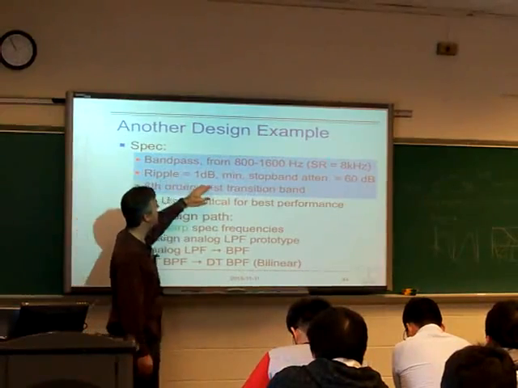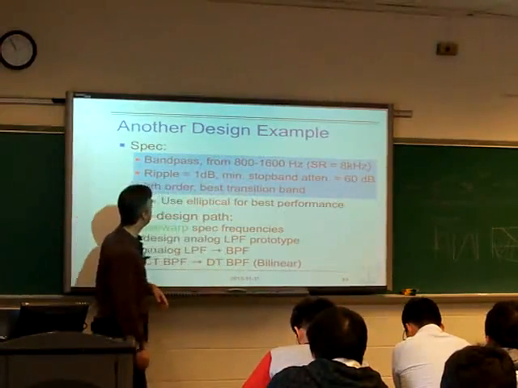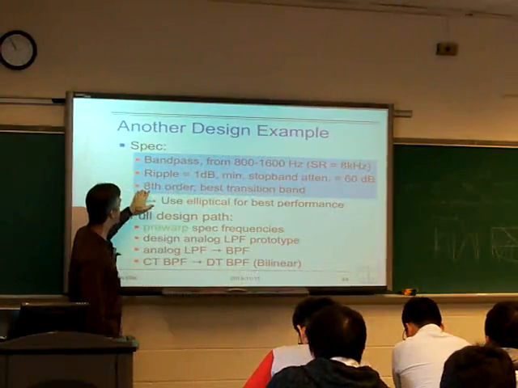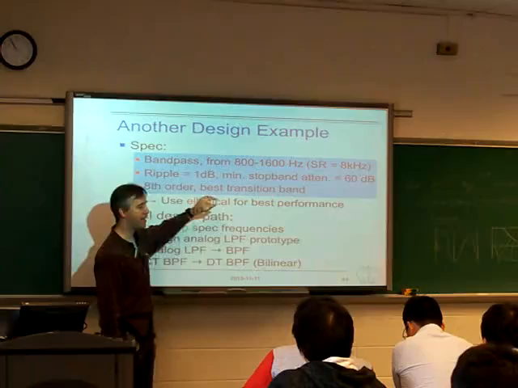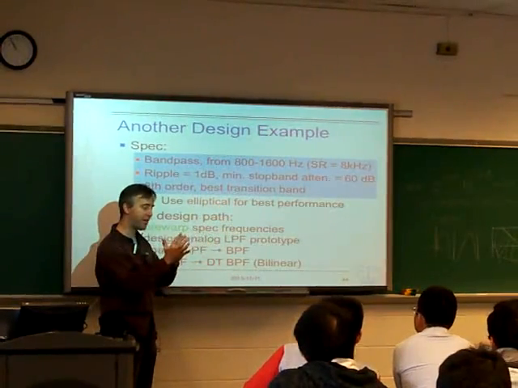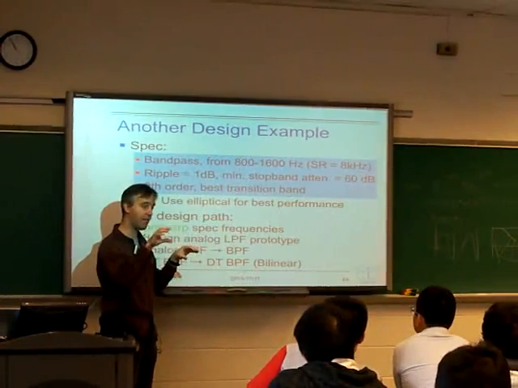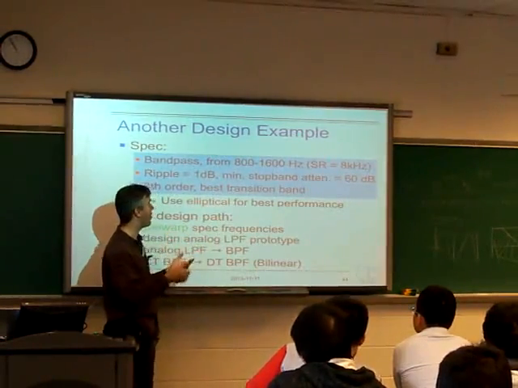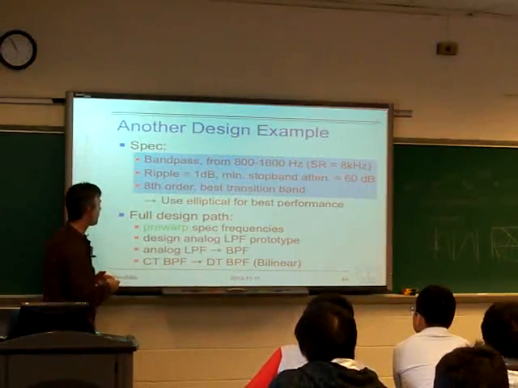Here's our ripple, stop band attenuation, and we're told to use an 8th order filter with the best transition band, which means that if we're trying to minimize the transition band, then we're going to allow ourselves to have ripples in both pass band and stop band, so we're looking at an elliptical filter.